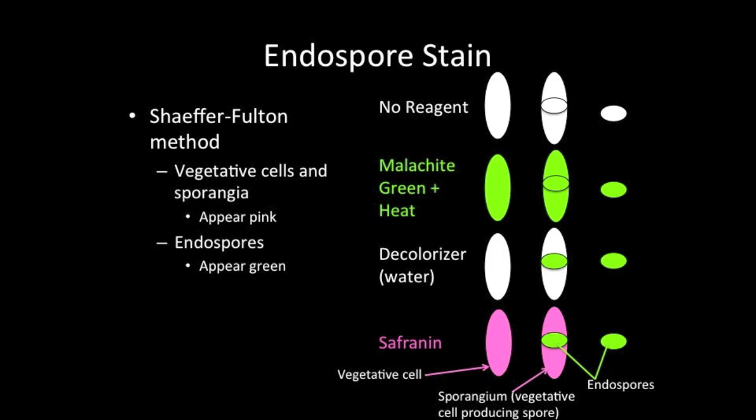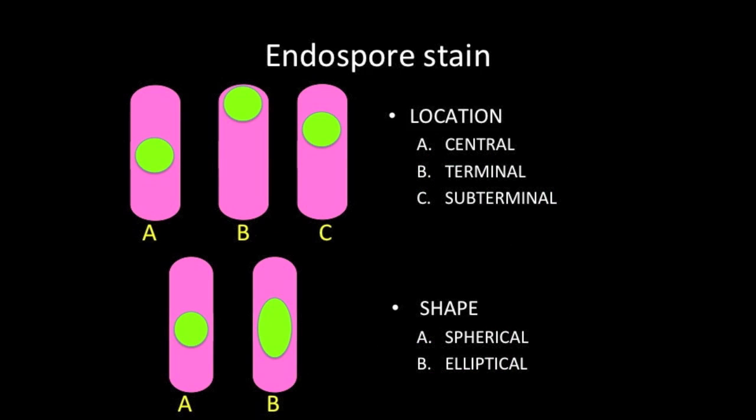The counterstain safranin is then applied to the smear. Safranin cannot penetrate the endospore, but instead serves to stain vegetative cells. So at the end of the staining process, vegetative cells and sporangium appear pink and endospores appear green. The results of the endospore stain allow us to determine whether or not the bacterial sample is capable of producing endospores. In addition, if endospores are present, it also allows us to gain information regarding their size, shape, and relative location within the sporangium, which are important details that help us in the identification of the species.